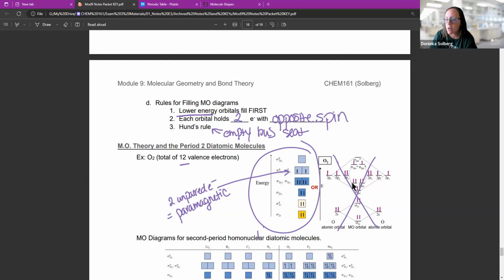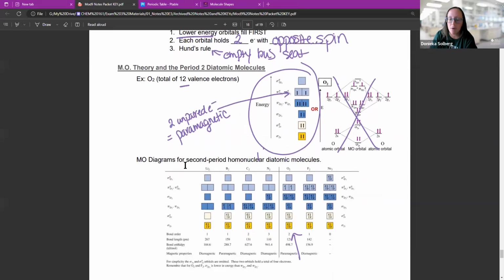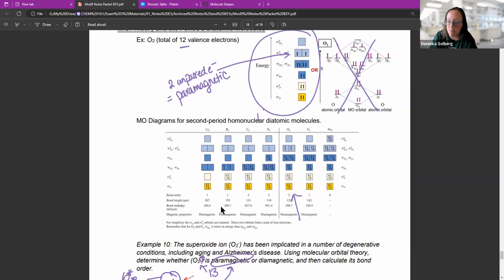Now, this picture over here, you don't have to worry about. This is just another way to represent it. These were the original orbitals. These are the new MO orbitals, but this is a little bit easier to see, which is why I circled this one. So again, these are the MO diagrams then for second period homonuclear diatomic molecules. These are just very common ones that we see and how you would fill them up.